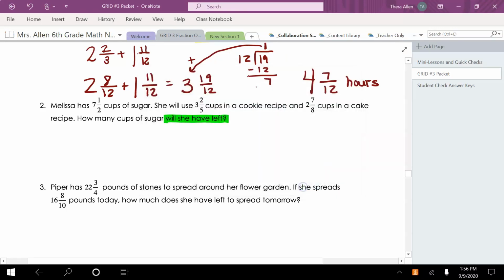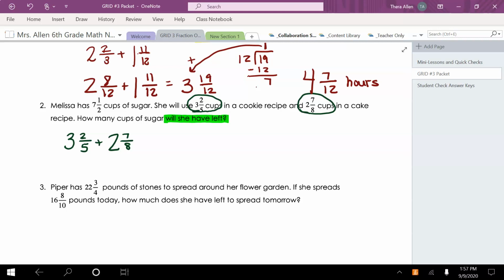If you look at the problem, it says she's going to use this many cups with her cookie and this many cups in a cake. And I could do 7 1/2 minus 3 2/5 and then minus 2 7/8. But I don't want to do that. That's a lot of subtracting and I'd much rather add. So I'm going to go ahead and add 3 2/5 plus 2 7/8, and then I'm going to subtract that answer from 7½ cups.